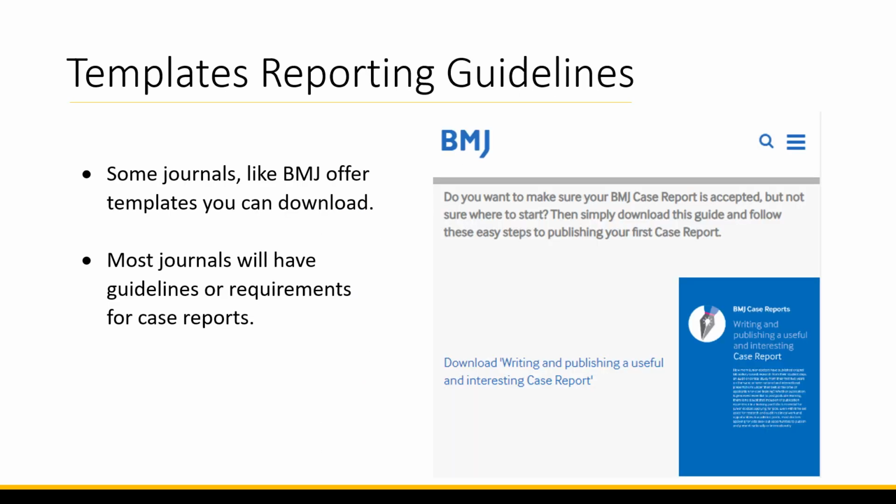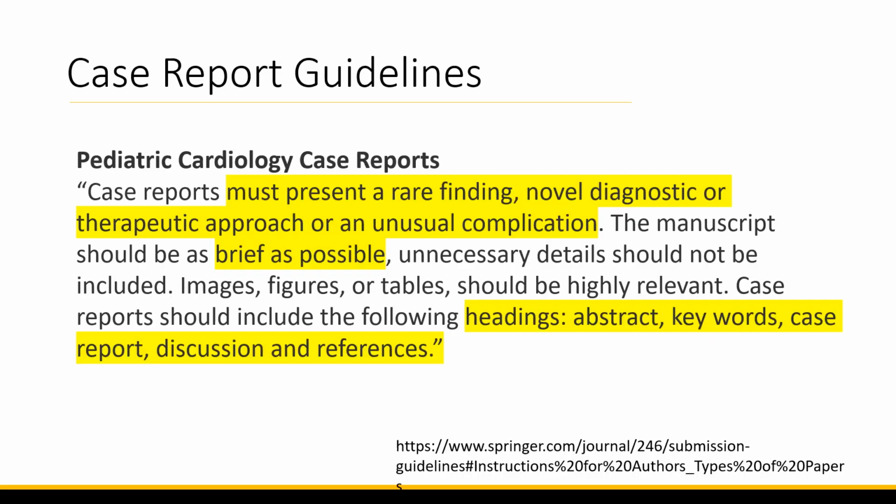Some journals, like BMJ Case Reports, offer templates you can download and use. This ensures all of their case reports are written in the same format, and it makes it easy for authors to write up their reports. Other journals will just list requirements in their author guidelines. This is an example from Pediatric Cardiology. Note, they provide guidance on the type of case report they accept. They emphasize brevity and provide the headings that should be included. Knowing the structure and guidelines before writing can save time on rewrites.